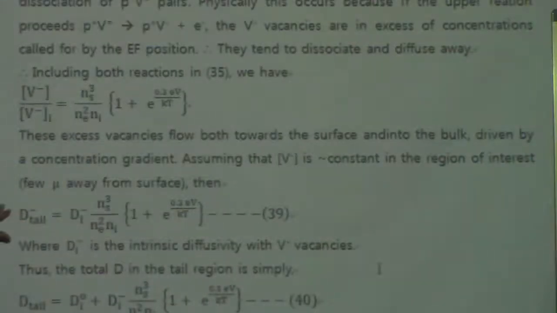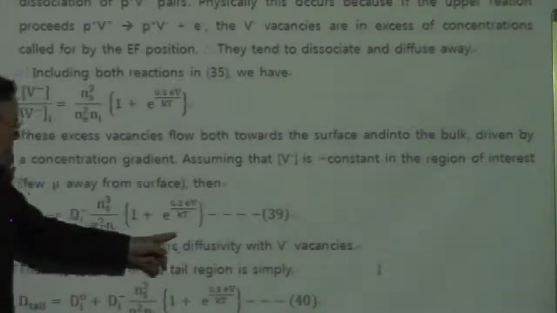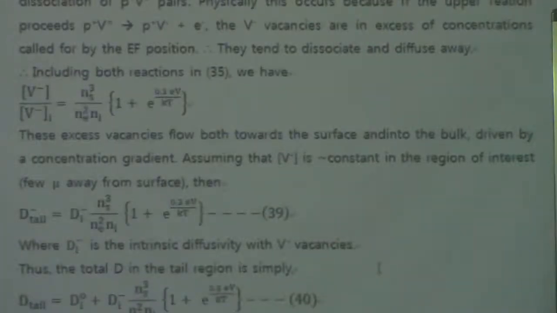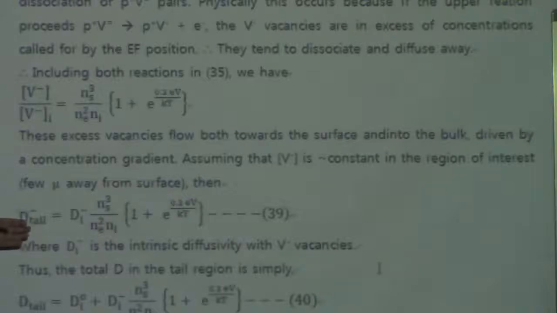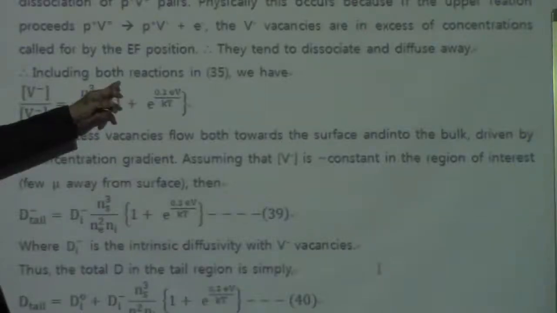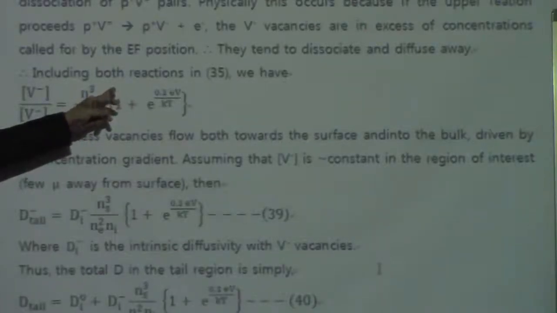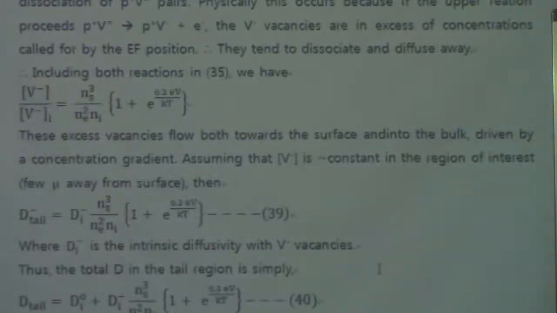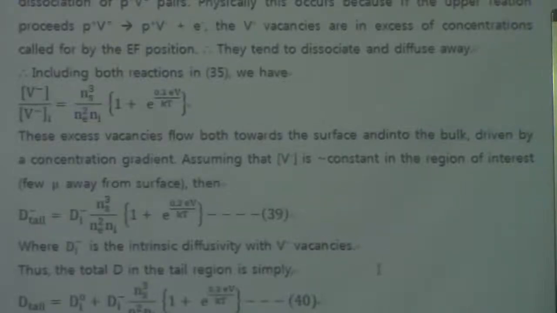So at the tail region of the diffusion coefficient, we have an extra enhancement coming from the dissociation reaction of doubly negatively charged vacancies into singly negatively charged vacancies. All right? So at the tail region, we have an enhancement of the diffusion coefficient, as you can see here.